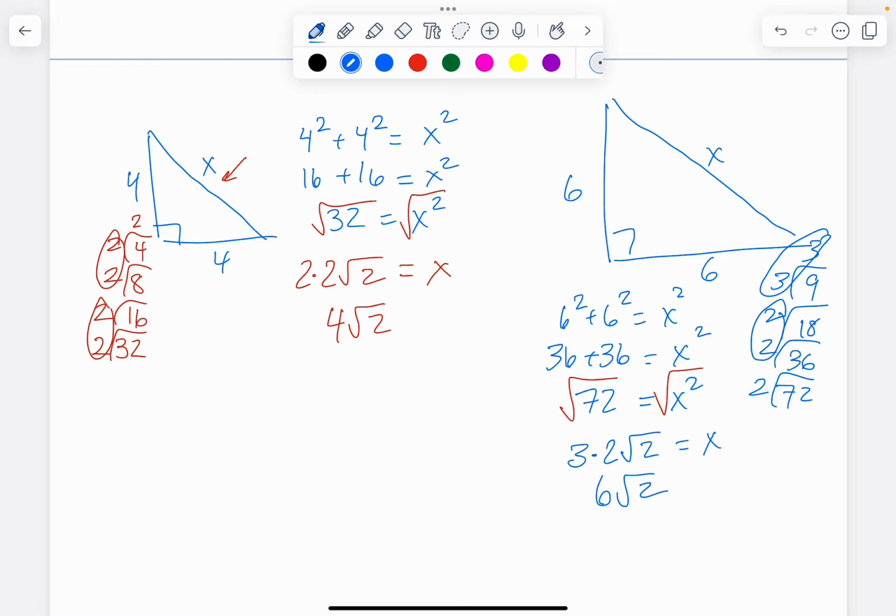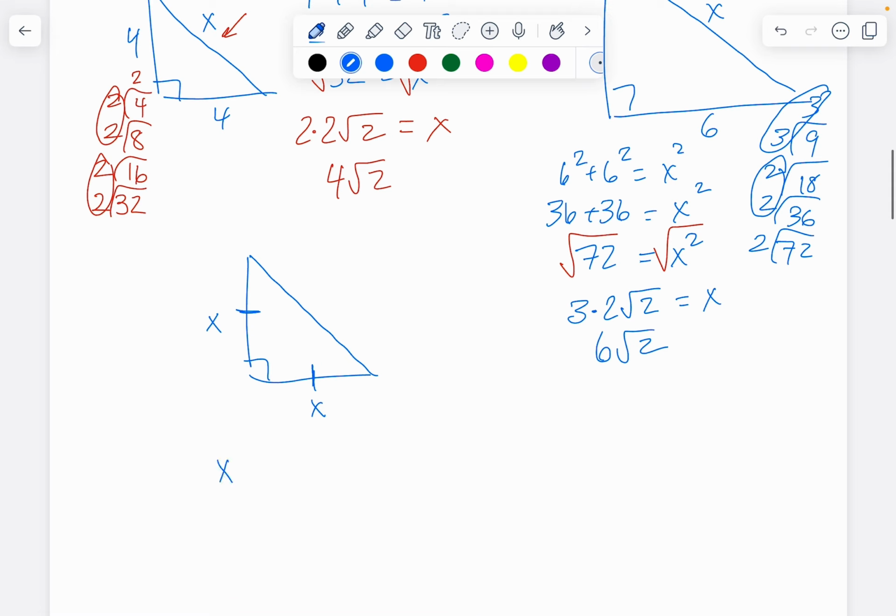This is 6 root 2. Hopefully you've seen this before. Hopefully this is not brand new to you. But what we just discovered is that if I have a triangle that's got this side here congruent to this side, if this is x and this is x, notice I just saw 4 root 2. I saw 6 root 2.